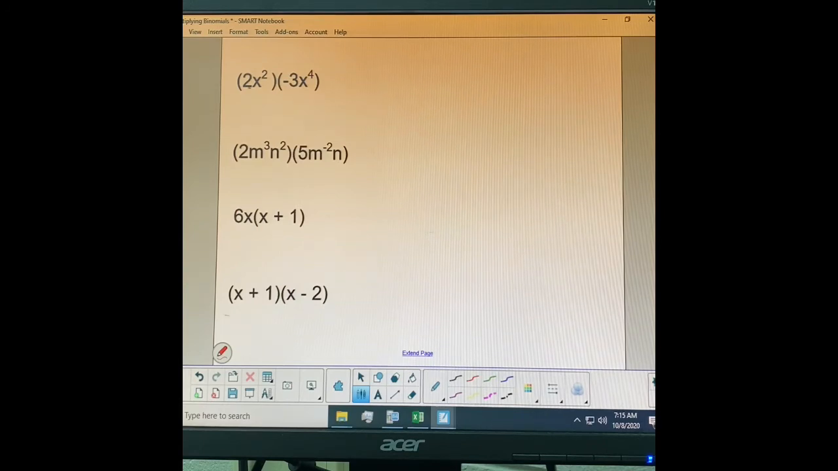Now we're going to multiply. This first question, we are multiplying 2 monomials. You can multiply in any order. 2 times negative 3 is negative 6. Keep the base, which is x, and add the exponents. So we get x to the 2 plus 4, which is x to the 6th.